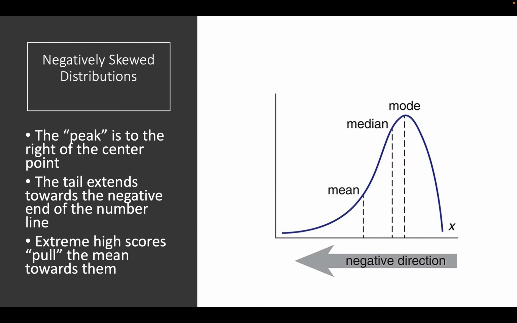Now with our negatively skewed distribution, we see our peak is to the right of the center data point, and the tail extends to the negative end of the number line. So these extremely high negative scores will pull the mean towards them.